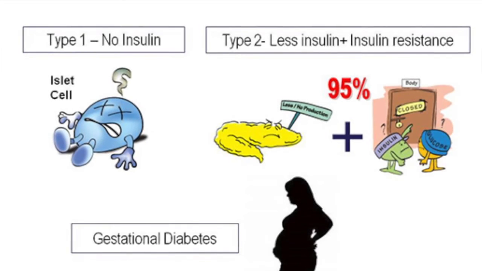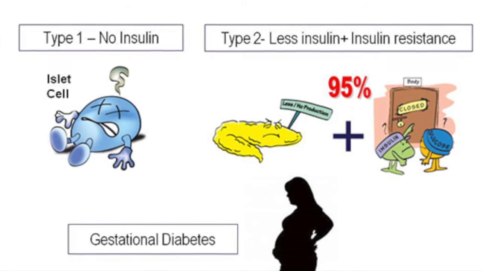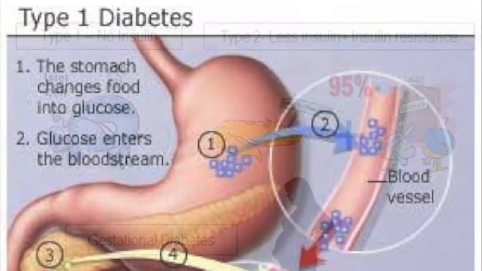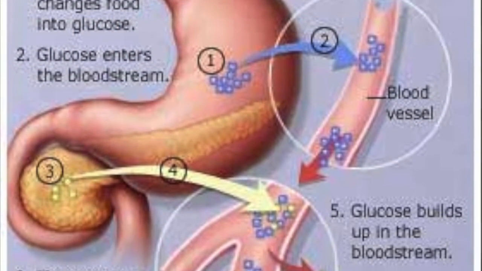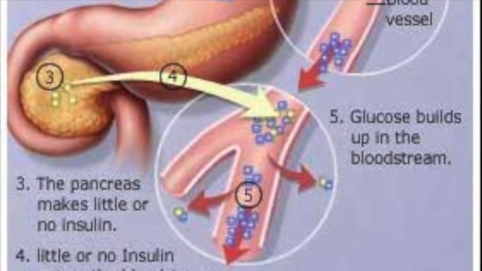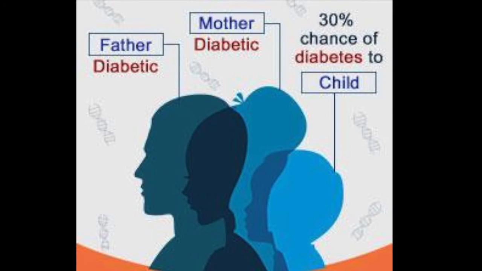There are 3 types of the disease: type 1, type 2, and gestational diabetes. Type 1 usually occurs in childhood. Your pancreas stops making insulin. The main thing that leads to it is family history. If you have relatives with diabetes, chances are you'll get it too.